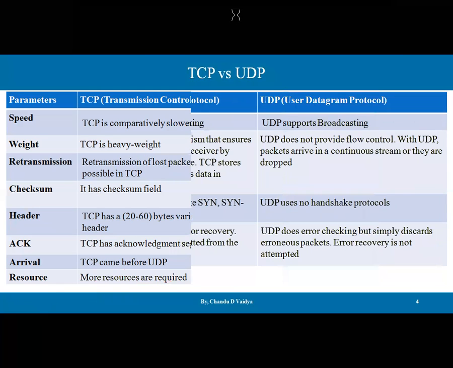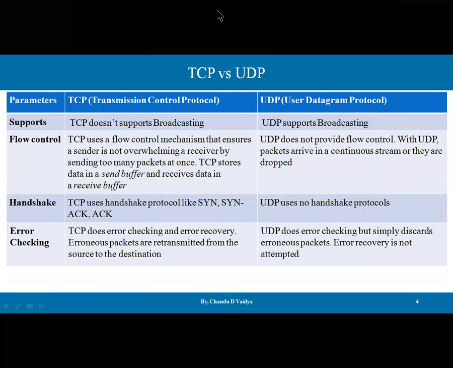Let's take another difference. In terms of support, TCP doesn't support broadcasting, whereas UDP supports broadcasting. Broadcasting is sending a message from one to all. It is not possible in TCP, because if we want to send a message from one to all, we would need to set up a connection between one and all, which is time consuming and cost consuming. That's why it does not support broadcasting.